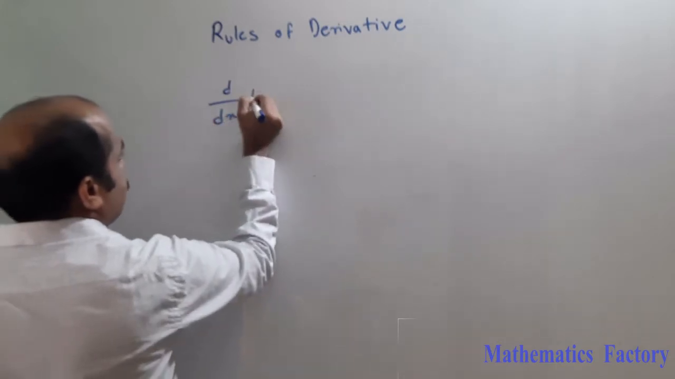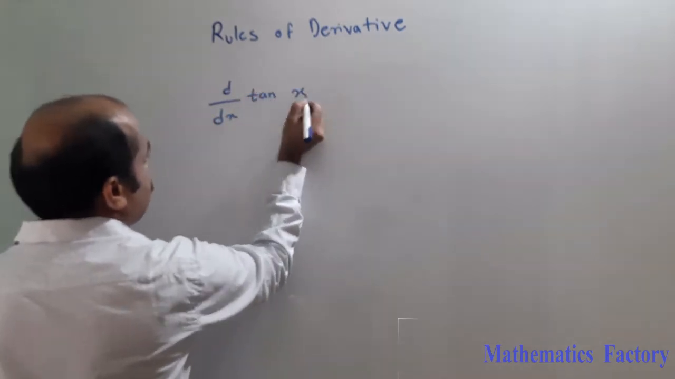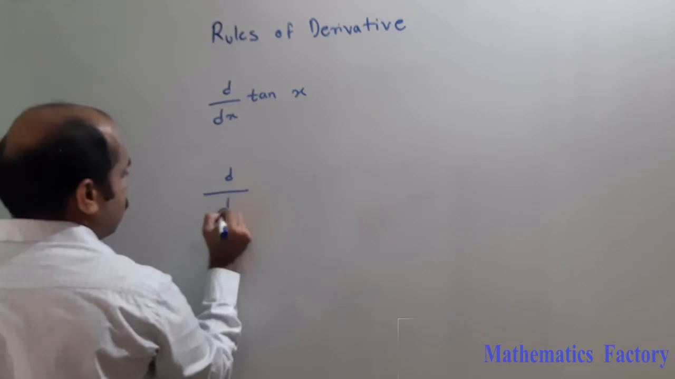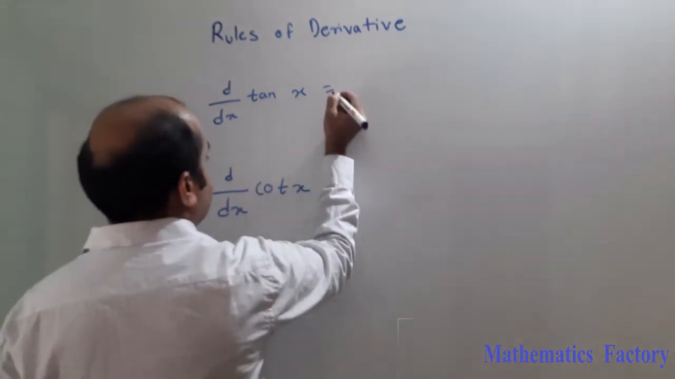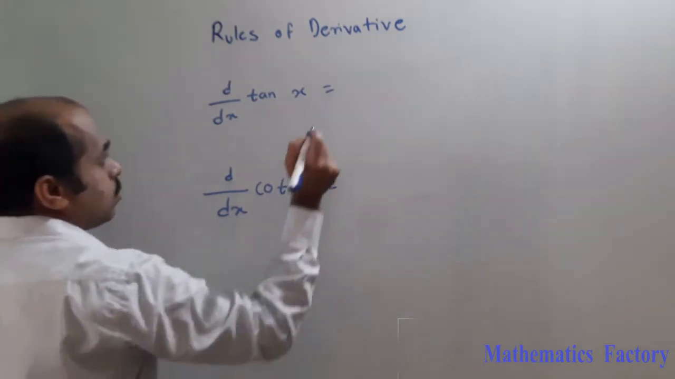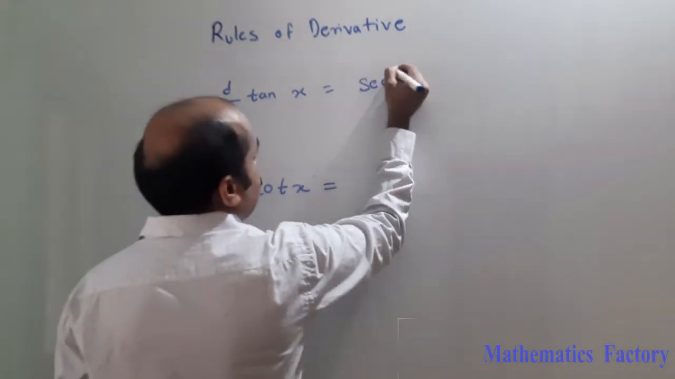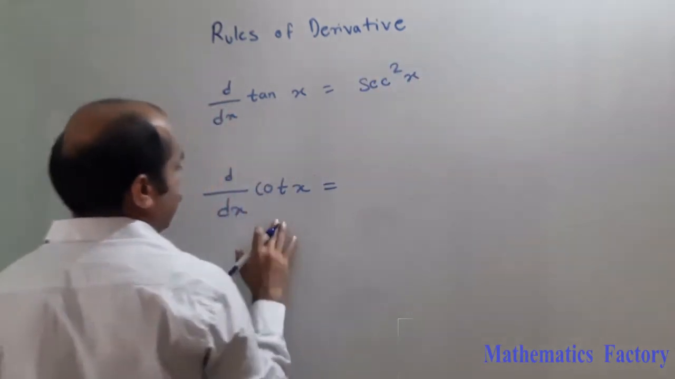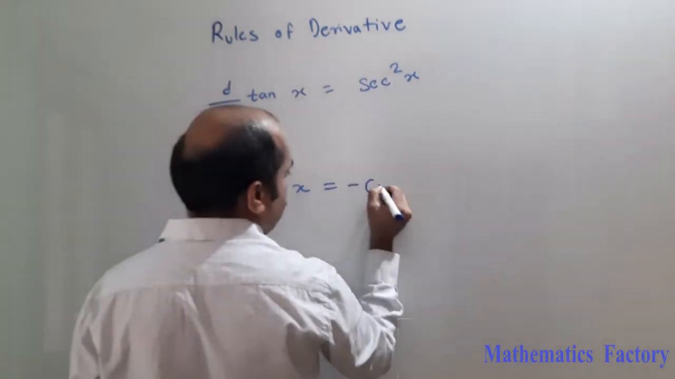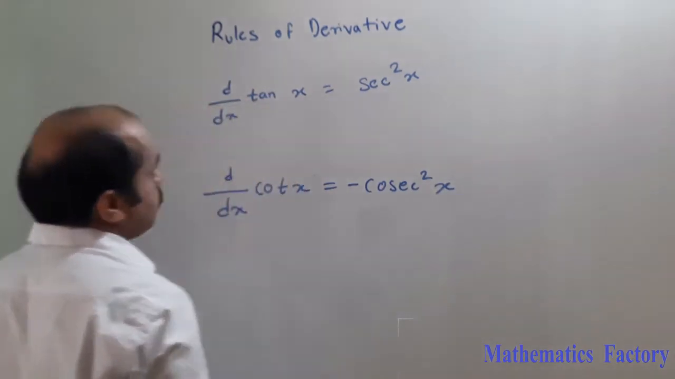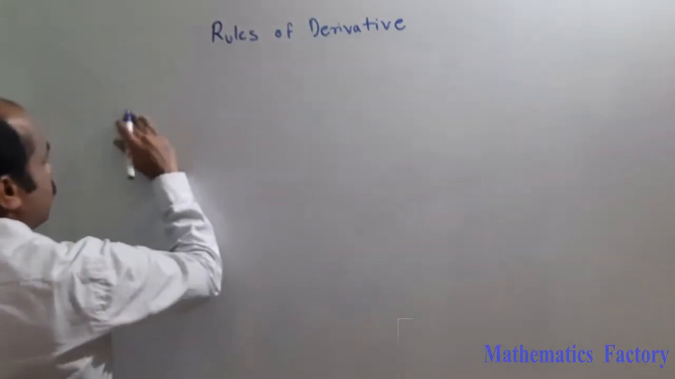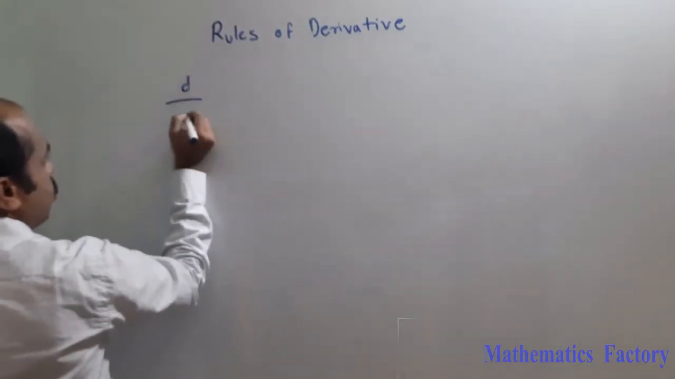Derivative of tan x and derivative of cot x. So what is the formula for tan x? Tan x is sec x and derivative of cot x is minus cosec x. So simple. Okay, so we just saw how to find the derivative of trigonometric functions.